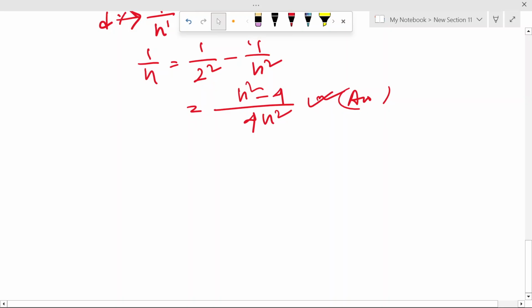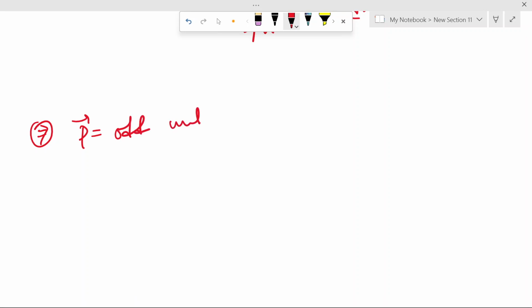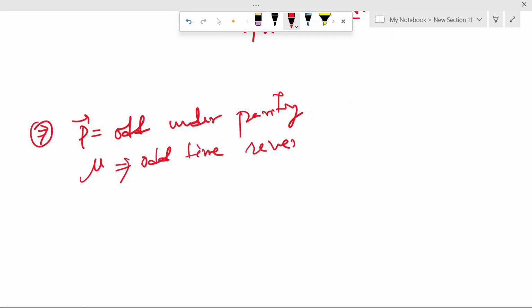Under parity and time reversal, which is odd and even. So let me just tell the answer here. That is, P is odd under parity, T, and mu is odd under time reversal. Why so? That's the next question. You can think of P like this. P is related to electric field, right? P is equal to some constant into E when this electric field is low. You know, it's like a measure of electric field.